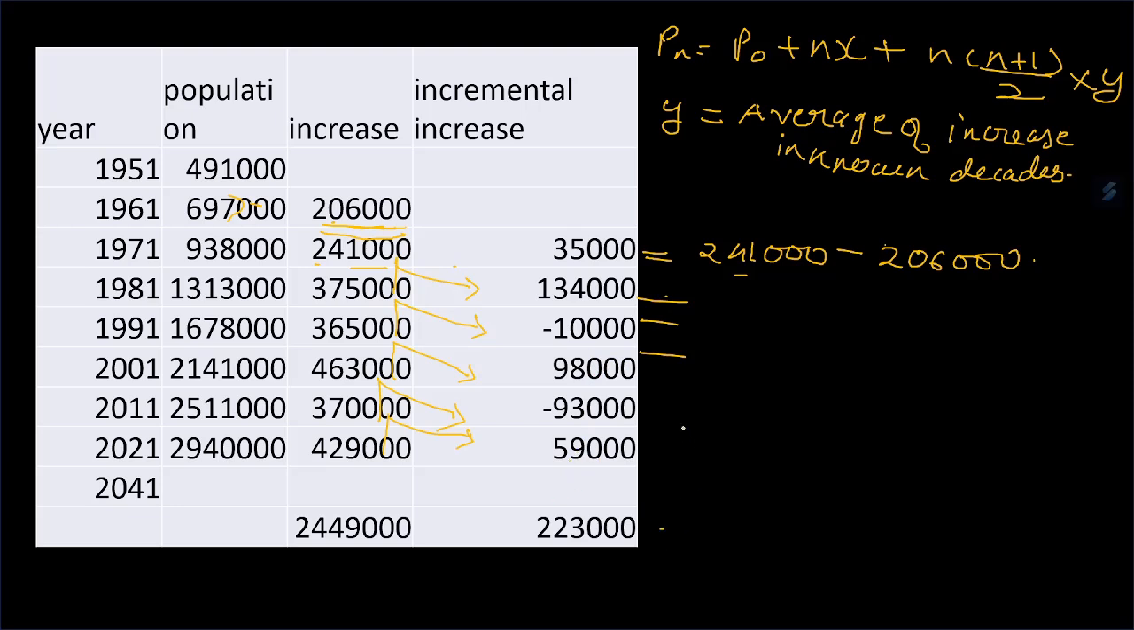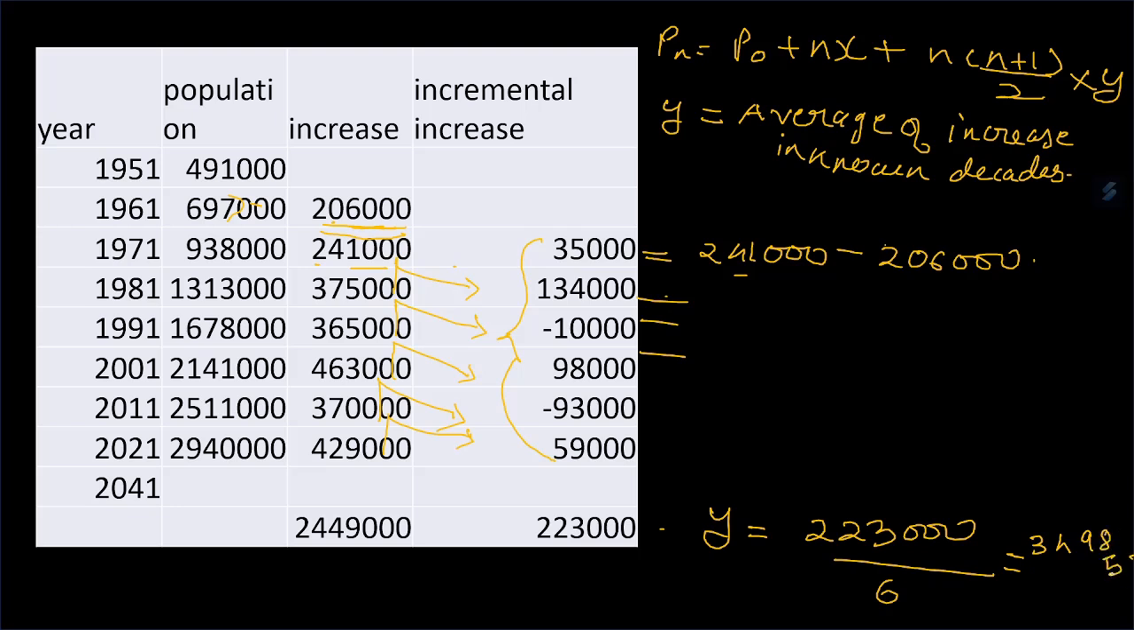And 2,23,000 is nothing but the sum of all the incremental increases. And y is the average of all these values. So in order to find out the average, just divide 2,23,000 upon 6. So you get 3,49,857, I guess.